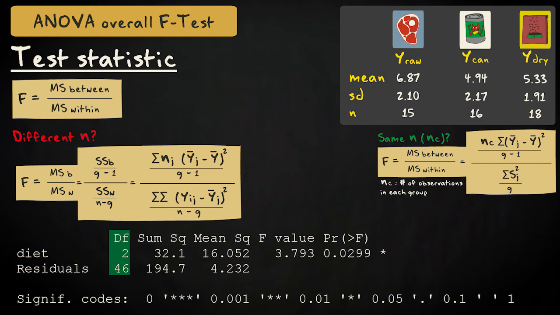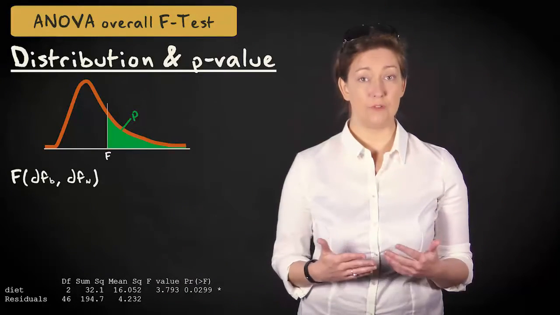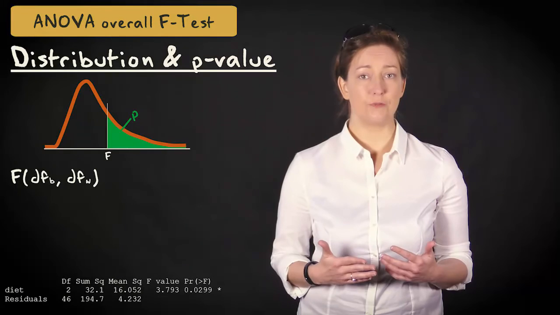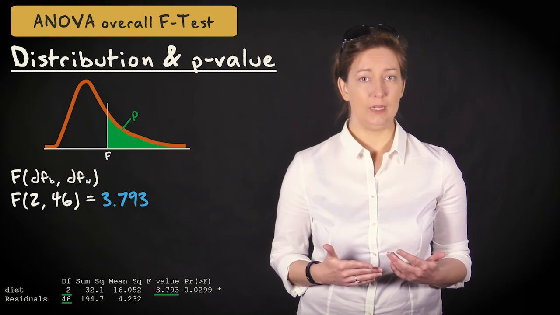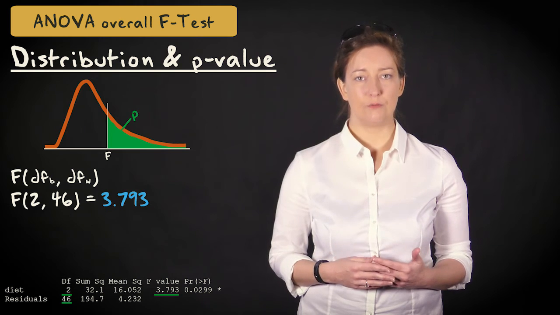We've already calculated the 2 degrees of freedom associated with the F distribution. They are the numerator, or between degrees of freedom, the number of groups minus 1, and the denominator, within, or error degrees of freedom, the total number of observations minus the number of groups. The test statistic follows an F distribution with 2 separate degrees of freedom. In our example, we find an F of 3.793 with 2 and 46 degrees of freedom.